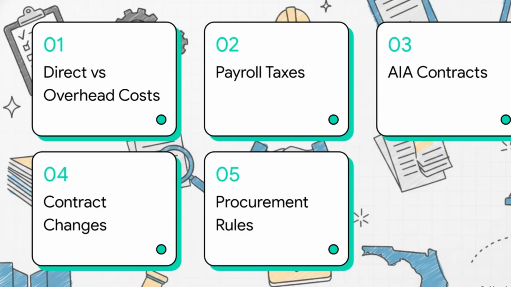To do that, we've got a really clear blueprint that maps perfectly to the state's exam content. We'll be hitting direct costs versus overhead, allocating payroll taxes, the AIA contract hierarchy, administering contract changes, and procurement and inventory rules. Let's keep our mental compartments crystal clear and get moving.